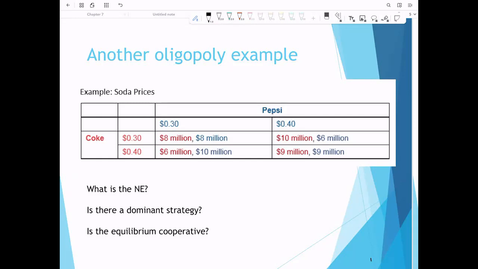So what I want you guys to do is find the Nash equilibrium. Okay, we'll talk about, is there a dominant strategy? And then we'll talk about this last concept, equilibrium cooperative. Is it cooperative? So don't worry about that if you don't know how to get that. But spend a few minutes, work on this with the people sitting next to you. See if you can figure out what the Nash equilibrium is. Okay.